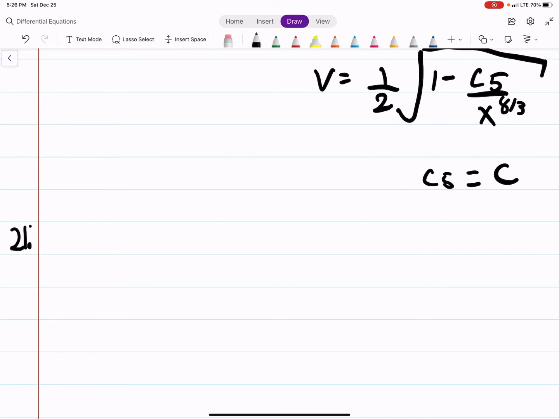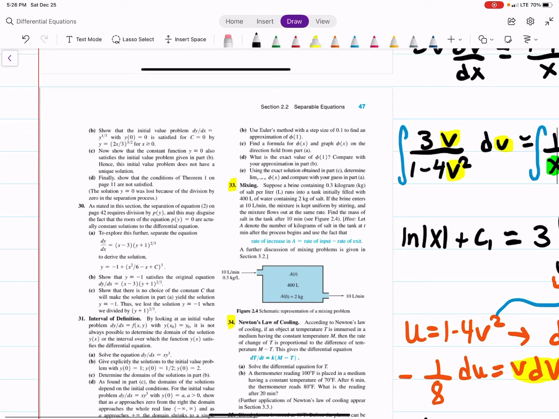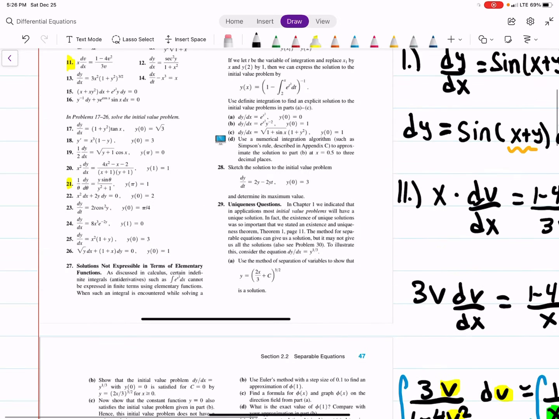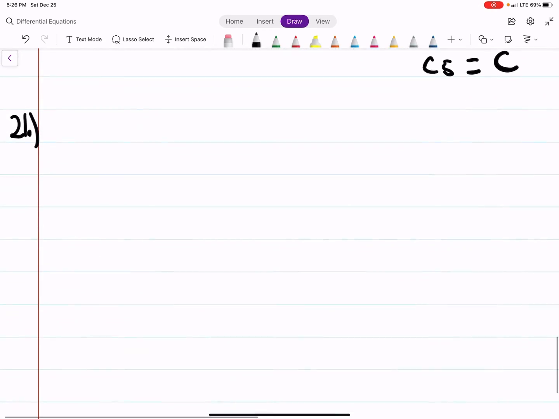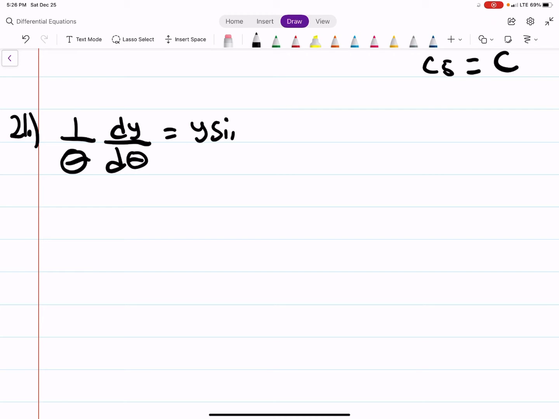Question 21 is somewhat similar, but we're using theta. So, and we have an initial value. That's why I picked that one, is because I also wanted you guys to see an initial value problem. 1 over theta dy d theta equals y sine theta over y squared plus 1.